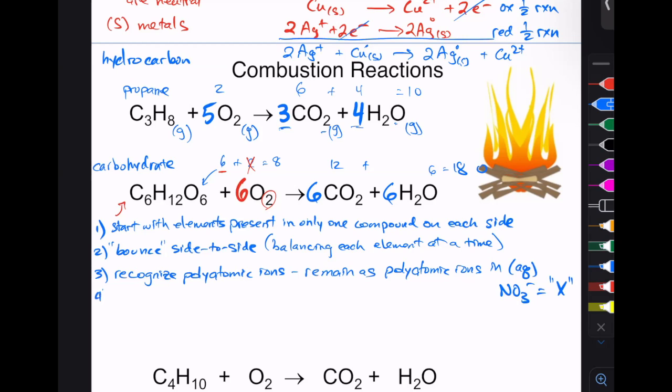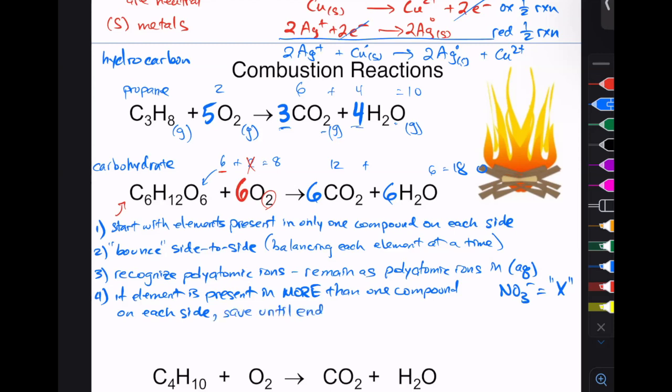Okay, rule number 4, if an element is present in more than one compound on each side, we're going to save that one until the end. And usually when we do that, it will have ended up already being balanced by virtue of us balancing everything else first, before you get to it, if you save it until the end.